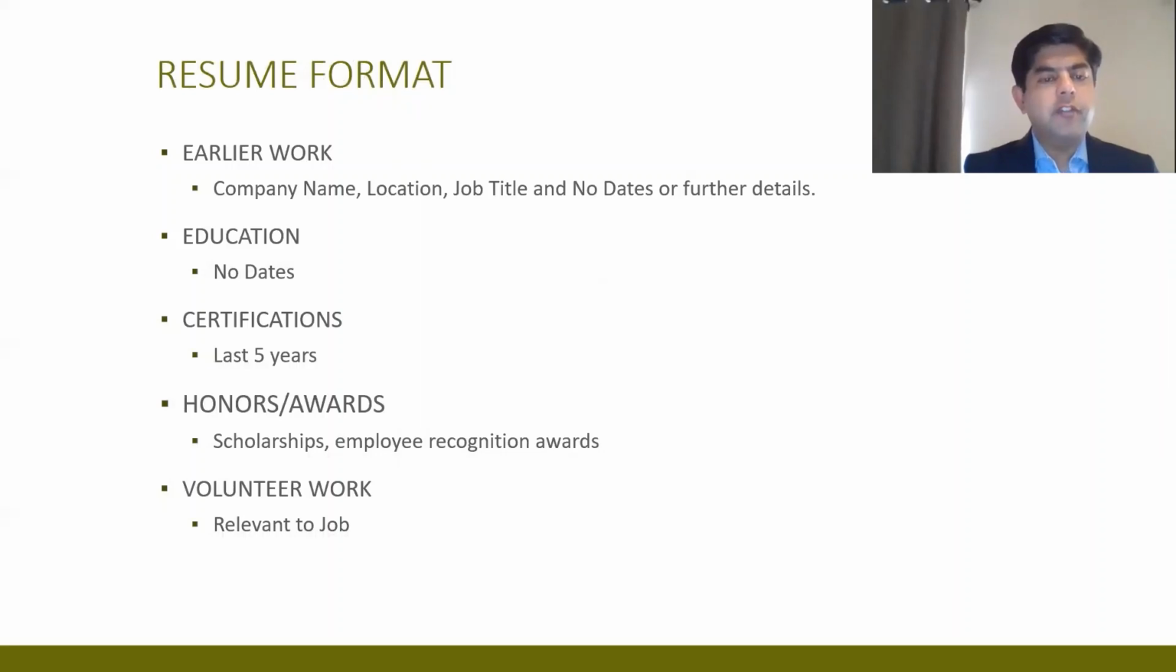Then I've already talked about the certification. Let's move on to honors and awards. So scholarships, employee recognition awards, anything that you think is important to include, just include that. And volunteer experience, which is very relevant to the job that you're applying for, or anything that is very significant.